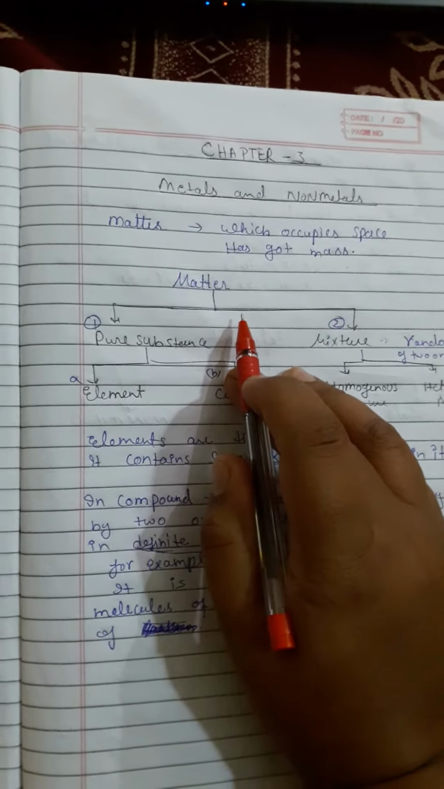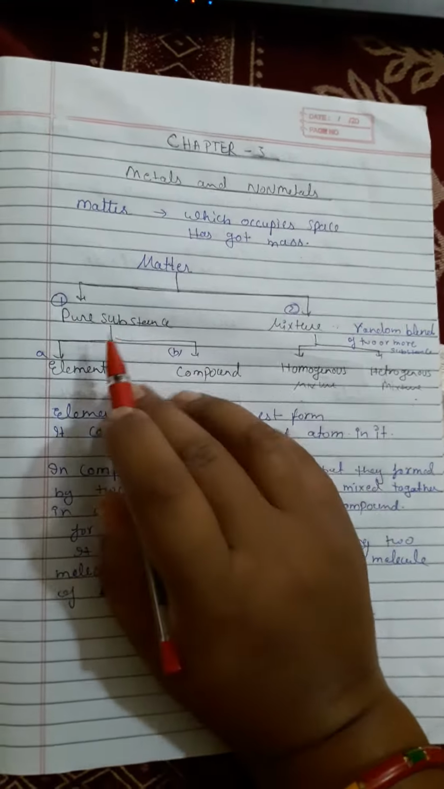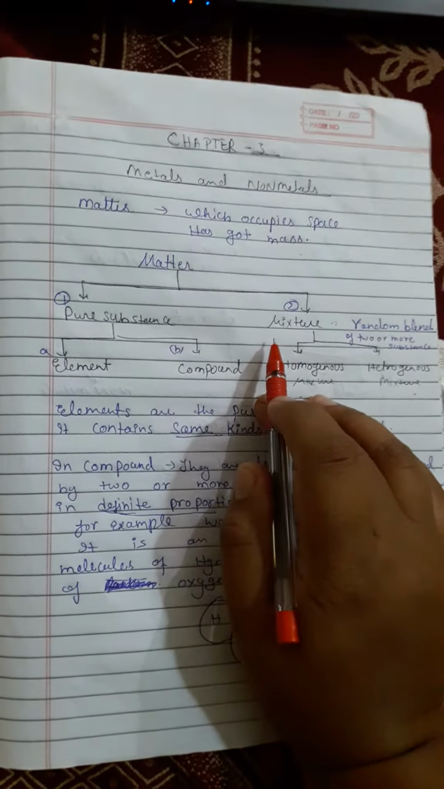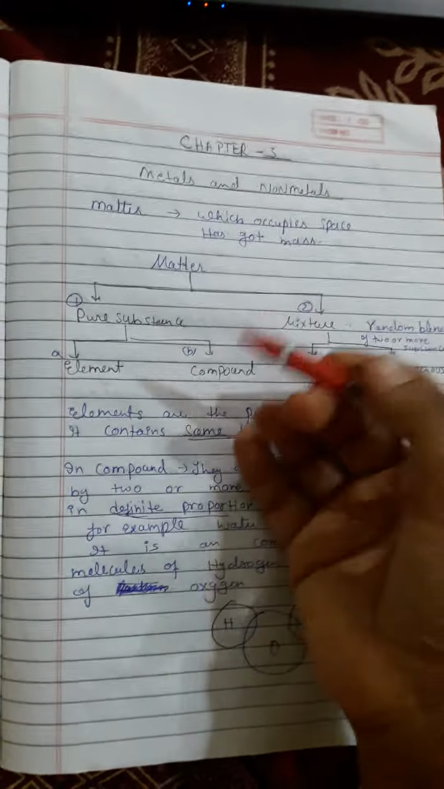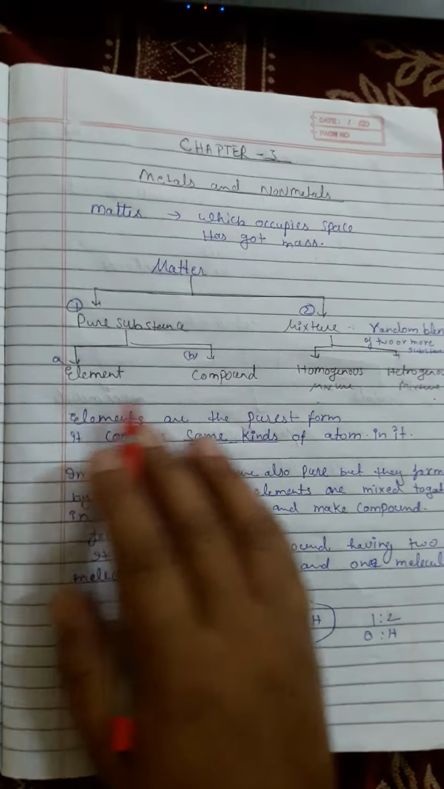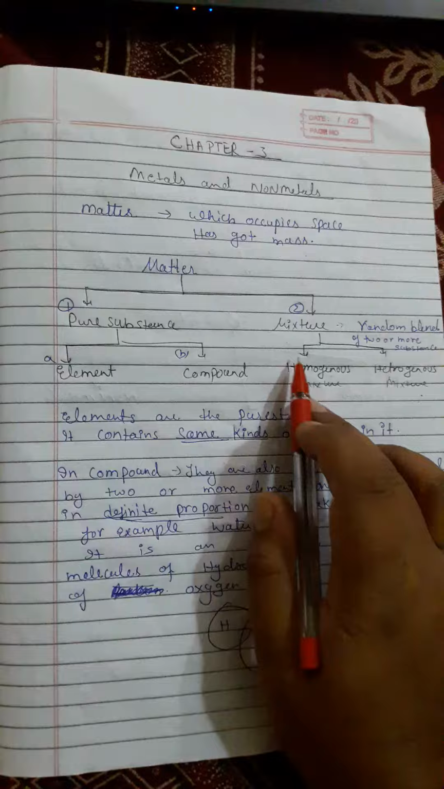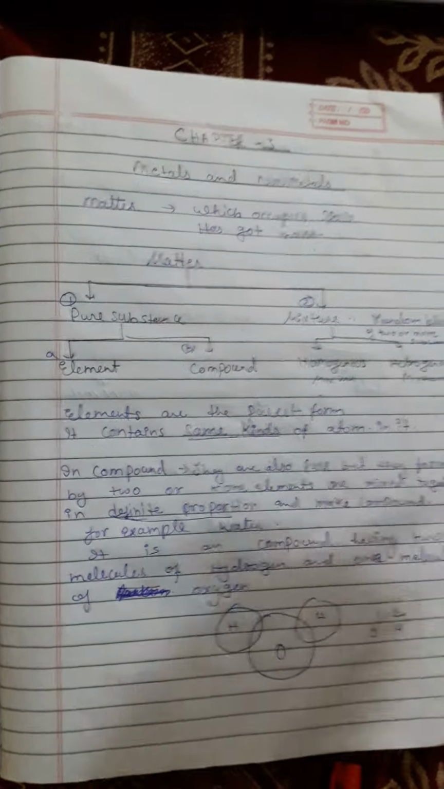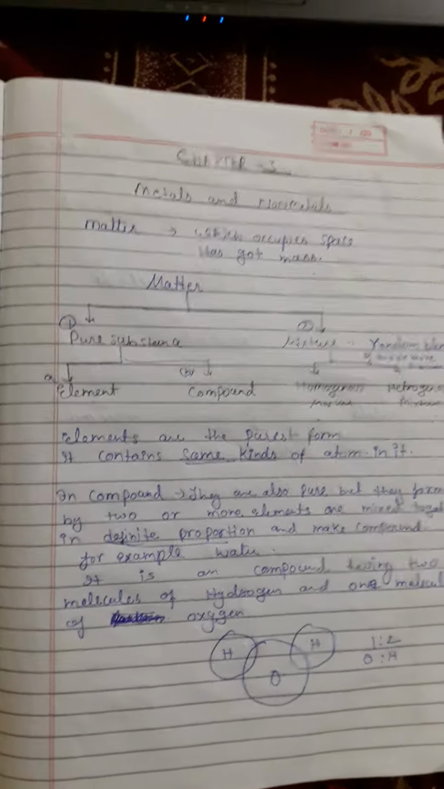Matter is further categorized into two categories, that is pure substances and mixtures. Pure substances are further subcategorized into two categories, that is element and compound, and mixtures are of homogeneous and heterogeneous types. What is a mixture?